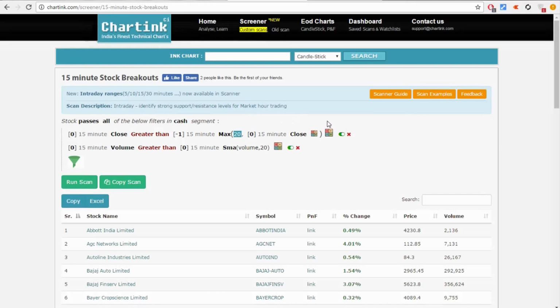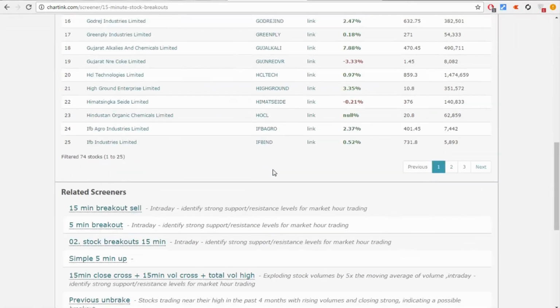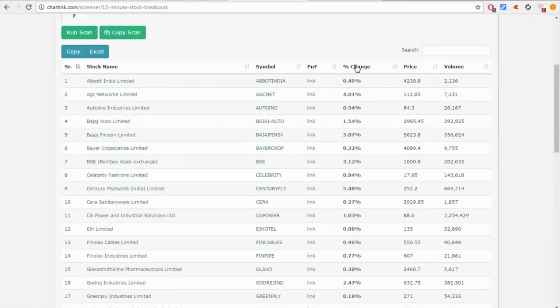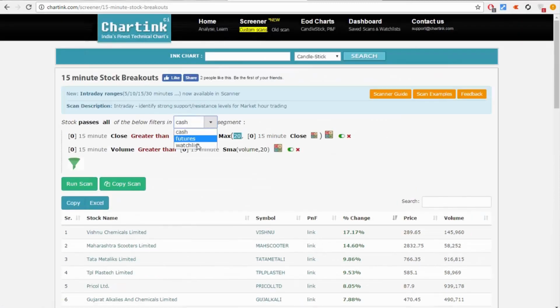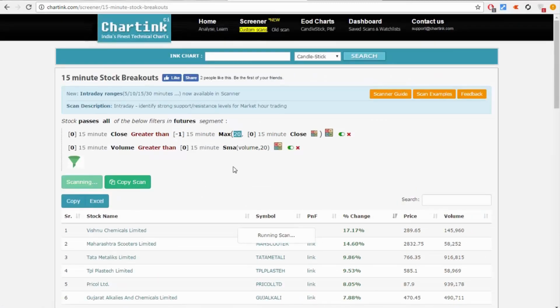This is the condition. For 50 minutes breakout, all these stocks are 50 minutes breakouts. So I'm just changing it to futures. Okay, Tata Chemical.